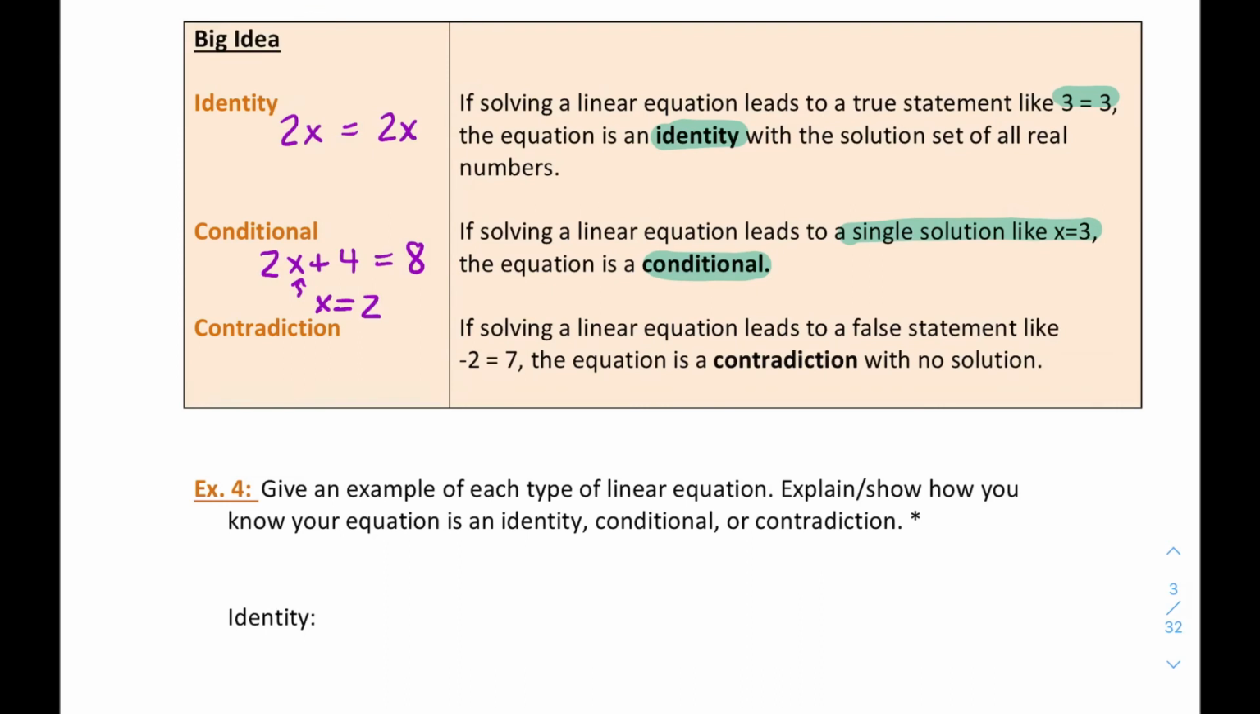You can also have contradictions where you have no solution. It's not possible to come up with a value that's going to make your equation true. If you end up with some statement like, say, -2 equals 7, which is not a true statement, when you solve, then you're working with a contradiction. Say you have 2x plus 1 equals 2x. Well, if you try to solve that for x, there's no way you can get both sides to be the same. If you subtract 2x from both sides, you end up with the statement 1 equals 0, which is not possible. So you know that's a contradiction.